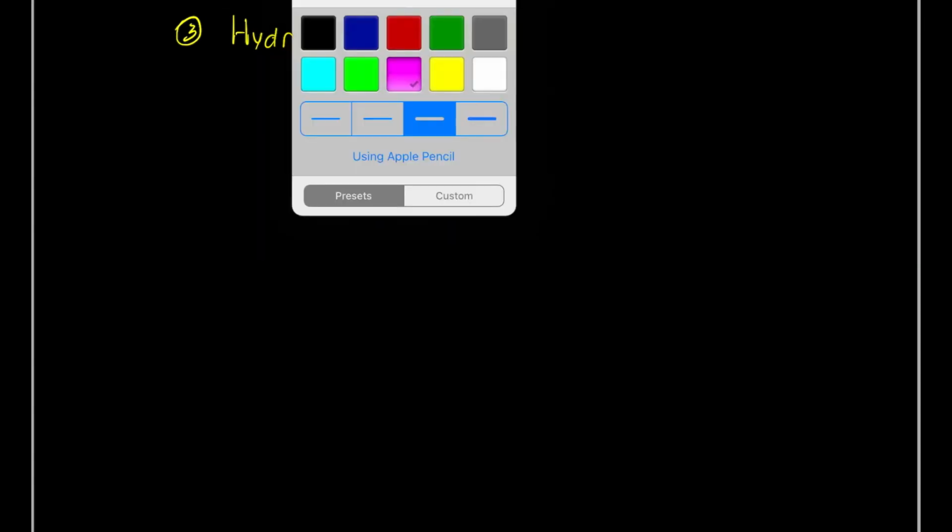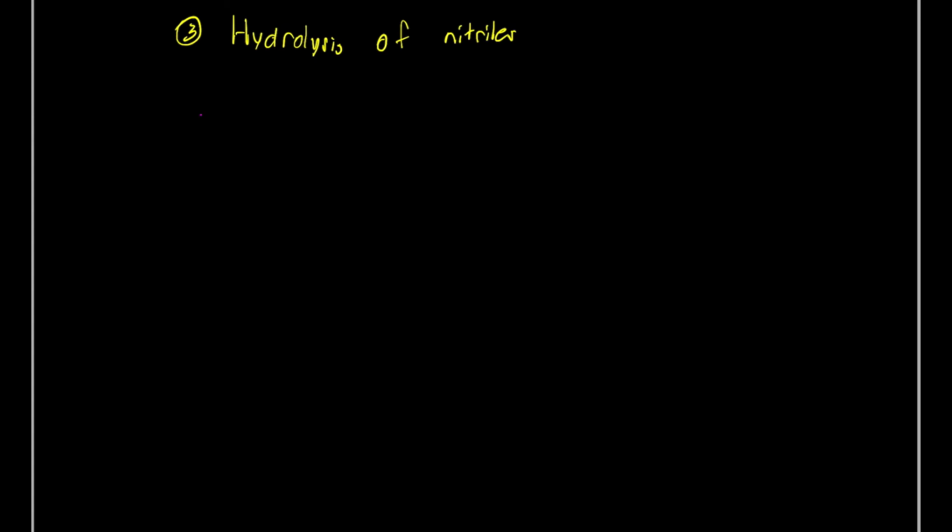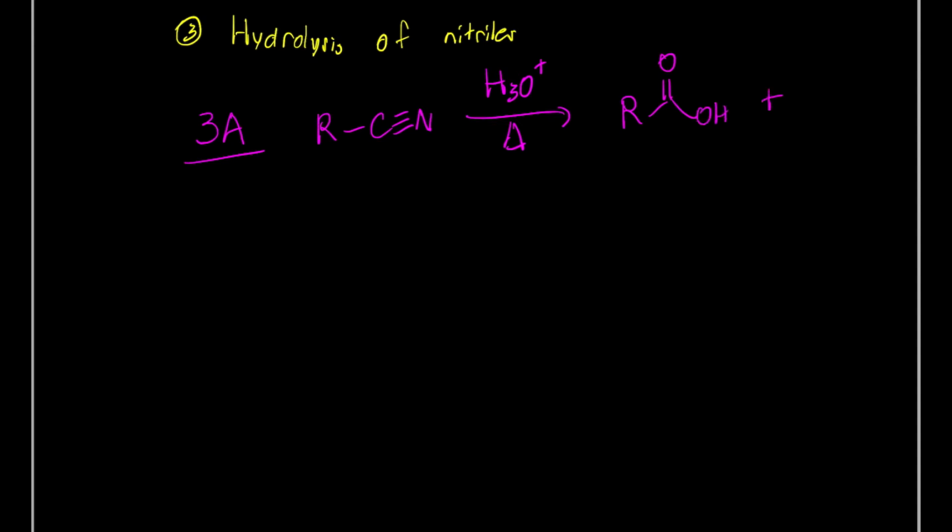Okay? And you basically have 2 ways. We'll call this method A. If you have a nitrile, and you react this with H3O+ and heat, and we're talking lots and lots of heat, you will form a carboxylic acid and ammonium. Okay, I'll take you through the mechanism for this.